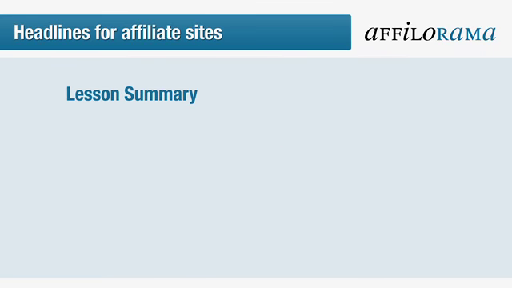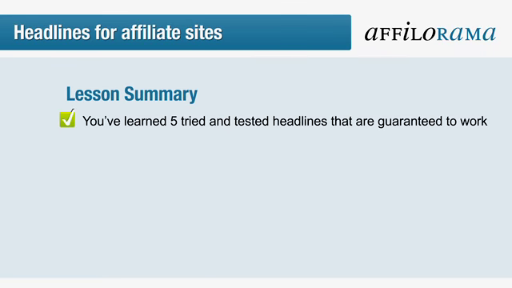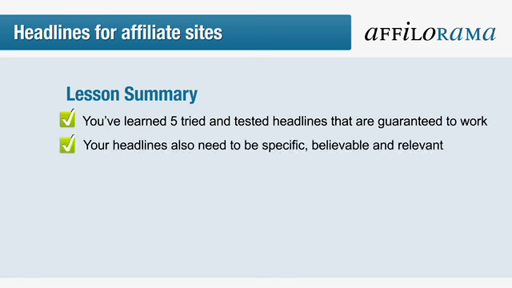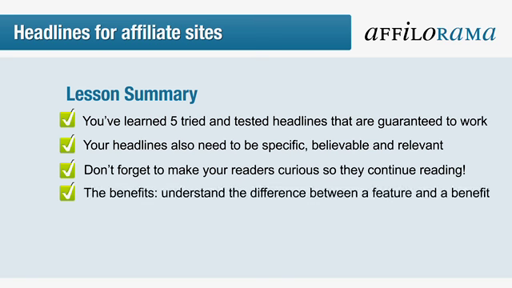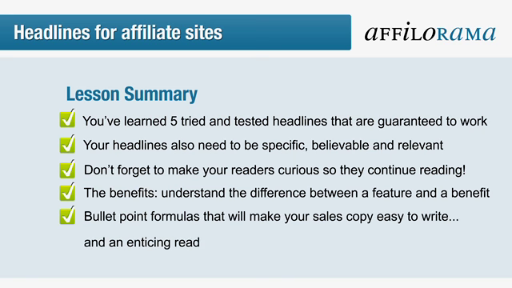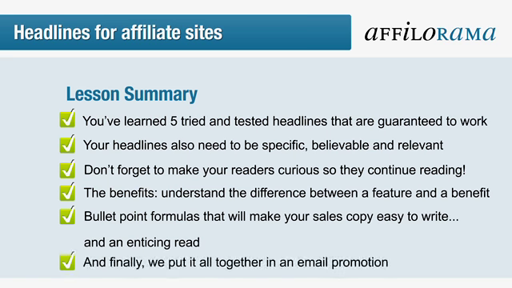And the lesson summary. You've learned 5 tried and tested headlines that are guaranteed to work. Remember, it's not just about hype. Your headlines also need to be specific, believable, and relevant. Don't forget to make your readers curious so they continue reading. The benefits. Understand the difference between a feature and a benefit and make sure your copy contains plenty. We've given you some great bullet point formulas that will help make your sales copy easy to write and an enticing read. And finally, we've put it all together in an email promotion.